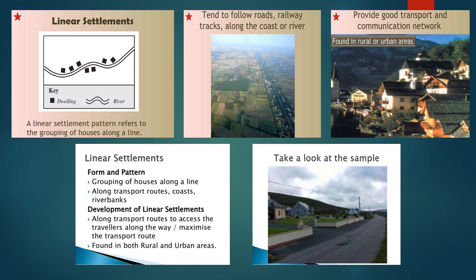Then it provides a good transport and communication network, which is found in rural or maybe in urban areas. So again, linear settlements is what? Grouping of houses along a line, along transport routes, coasts, river banks. Development of linear settlements takes place along transport routes to access the travelers along the way or maximize the transport route. And it is mostly found in both rural and urban areas.